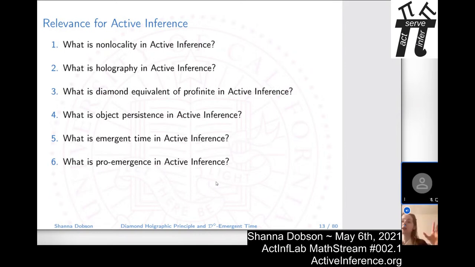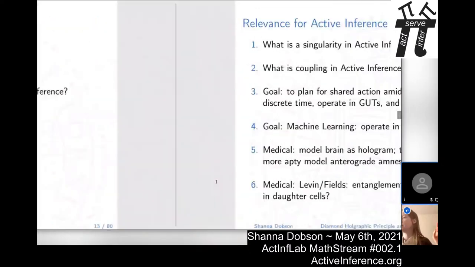I want to leave these rhetorically because I want to get to this pretty image, Daniel, before we pause for the next question. I think it's coming up. Yeah, it's right there. Okay.